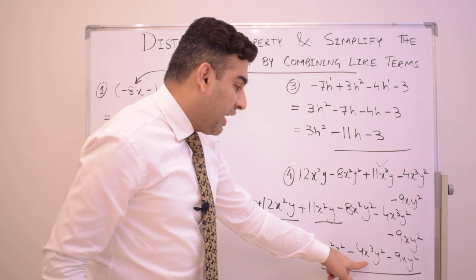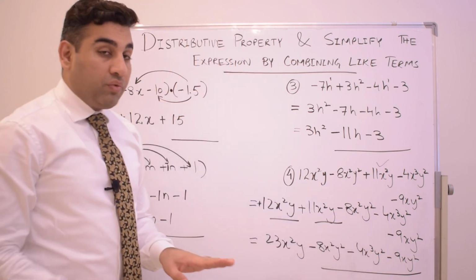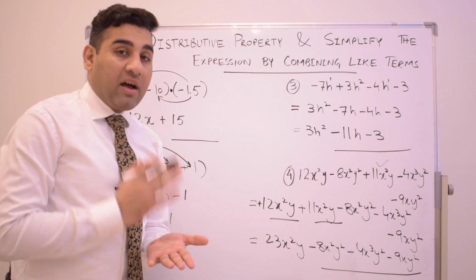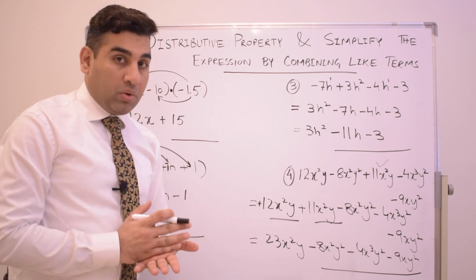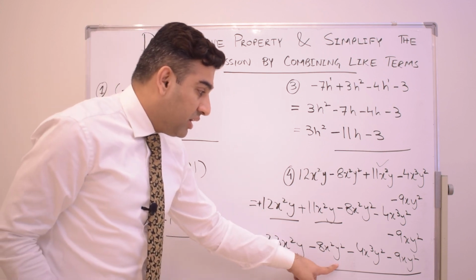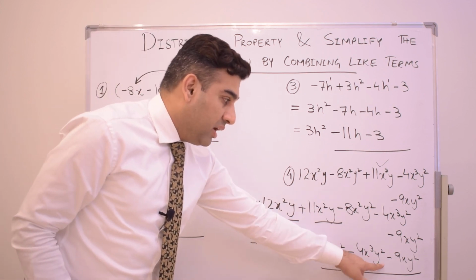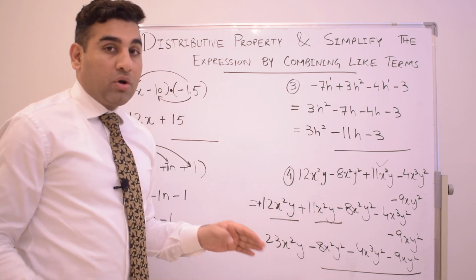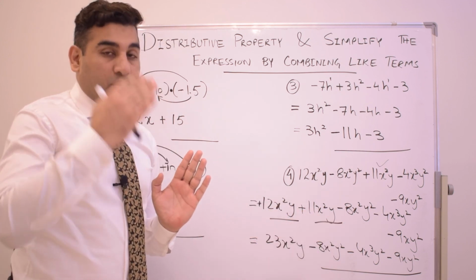As these terms have y square, we will not call them like terms unless each and every variable and their powers are the same, their exponents are the same. So x square y square is different from x cube y square and x y square, and even x square y. So they all are different because their variable exponents are different.